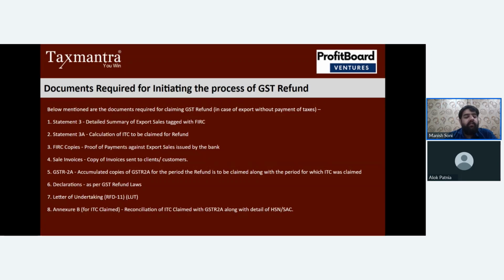Then we have to attach all the documents, that is FIRC copies. Whatever FIRC you have mentioned in statement 3, all the copies have to be provided to the officer along with the sales invoices. So statement 3 is a summary of FIRC copies and sales invoices with all the details, and the FIRC copies and sales invoices have to be provided along with it.